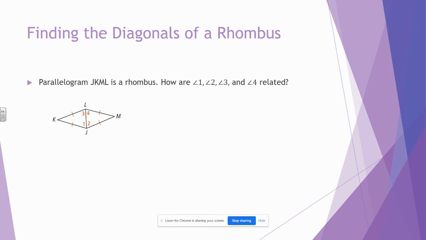Now we want to find another property of the diagonals of our rhombus. We have another parallelogram, and we're told it's a rhombus. We want to find how angles 1, 2, 3, and 4 are related to each other. So 1, 2, 3, and 4 are in a different spot this time, but we're going to find some cool properties about these. Remember that since we have a rhombus, the opposite sides are parallel. So that means LM is parallel to KJ, and KL is parallel to JM.